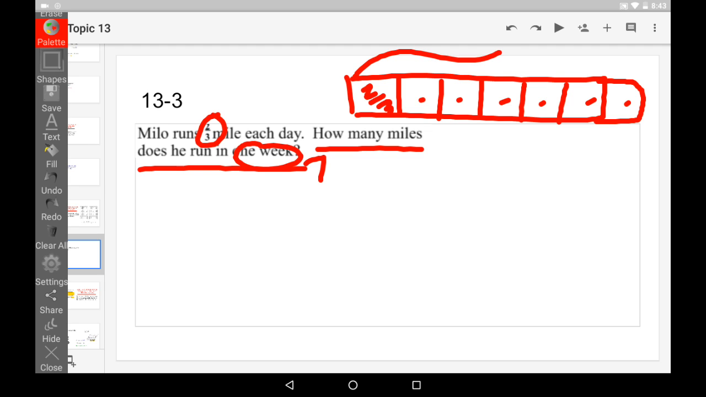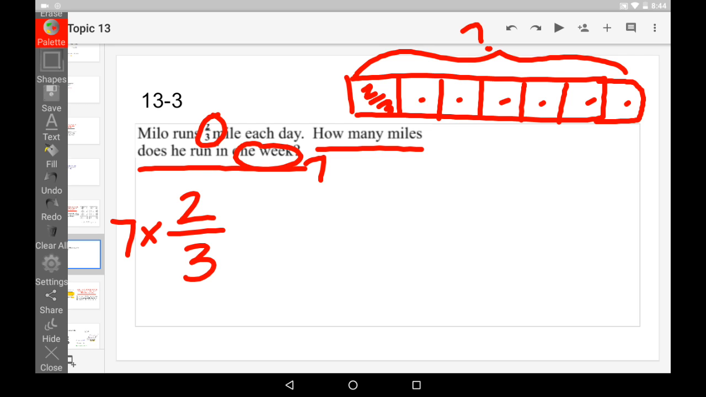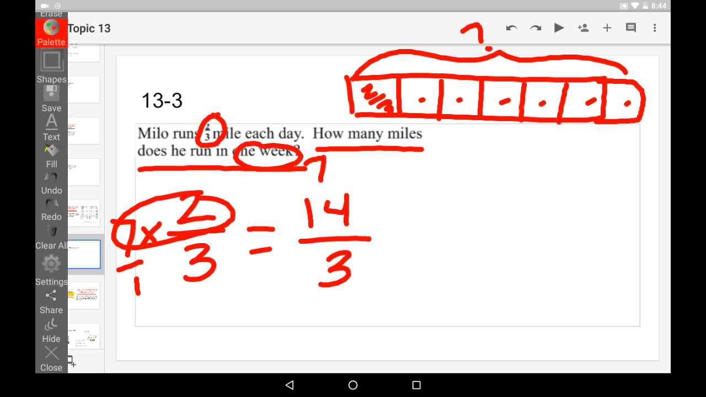They want to know how far he is running in that week. That's our question. So if I have my 2/3, I'm multiplying by 7. Remember, I wanted you to think of that 7 as being over the 1. So you're doing 7 times 2, which is 14, and 1 times 3 is 3. So now we have our improper fraction. What you're going to notice when we're multiplying, you're probably going to end up with an improper fraction most of the time.